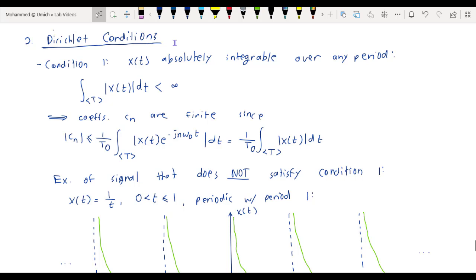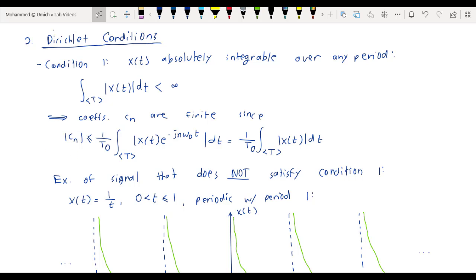This guarantees that each coefficient Cn will be finite, since the magnitude of Cn is less than or equal to 1 over T naught times the integral over one period of the magnitude of x of t e to the minus j n omega naught t dt, but this is simply 1 over T naught times the integral over one period of magnitude of x of t dt. So if the integral over one period of magnitude of x dt is less than infinity, then we're guaranteed that these Fourier series coefficients Cn are finite.